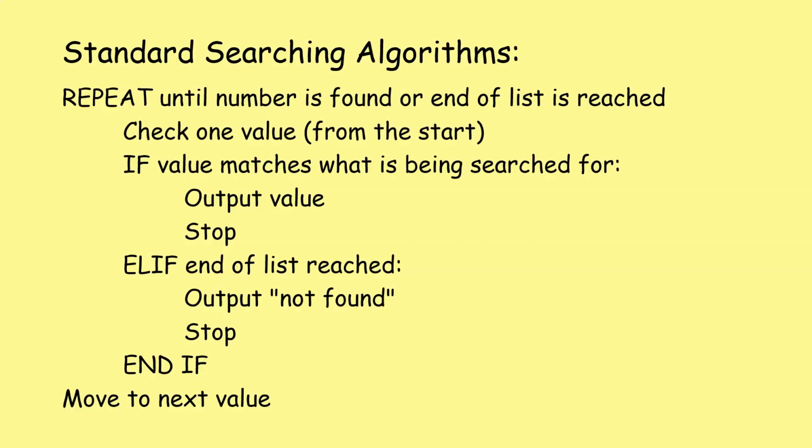Repeat until number is found or the end of the list is reached. Check one value from the start. If the value matches what is being searched for, output the value, stop. Else, if the end of the list is reached, output not found and stop. End if, move to next value.